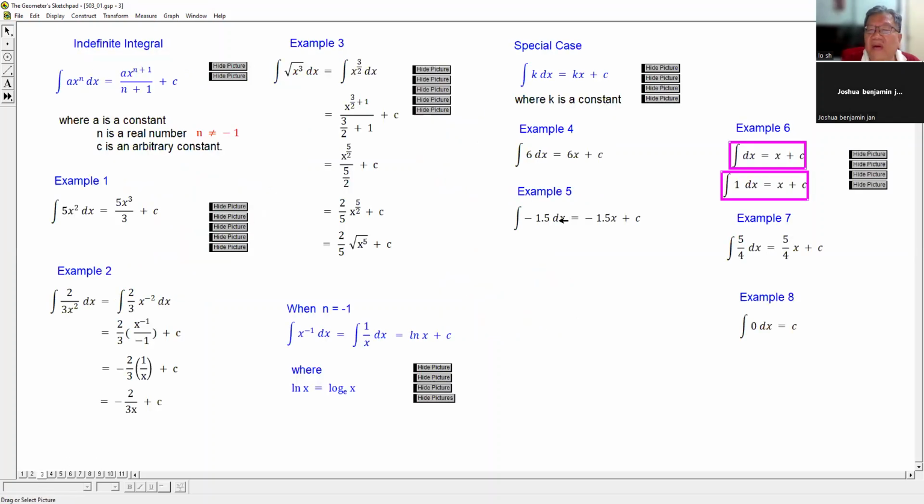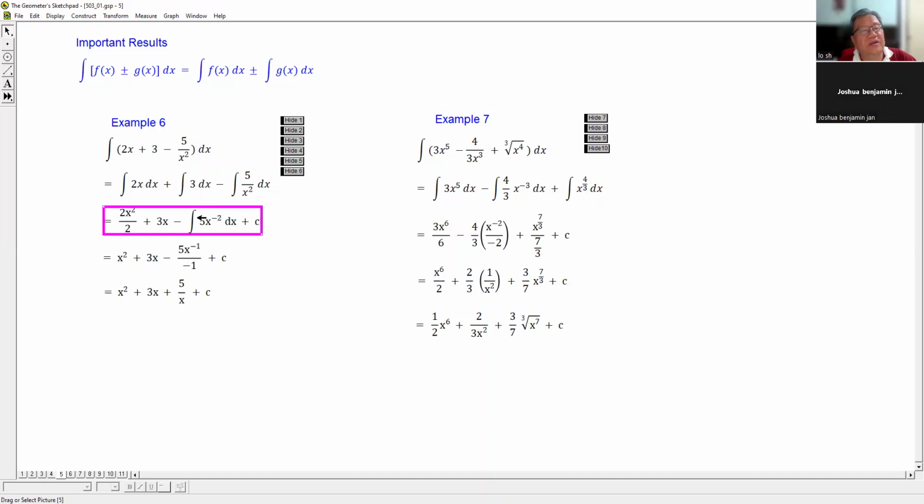Okay. Integrate 5 over 4, you get 5 over 4x. Integrate 1.5, you get 1.5x. So, integrate 3, you get 3x. Now, this one is the problem. 5 over x squared. So you cannot integrate straight away.